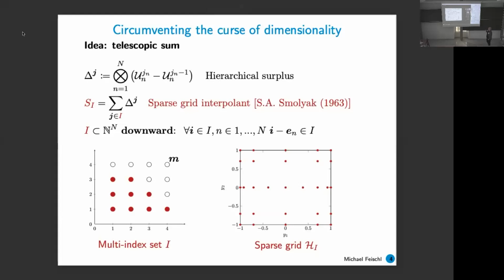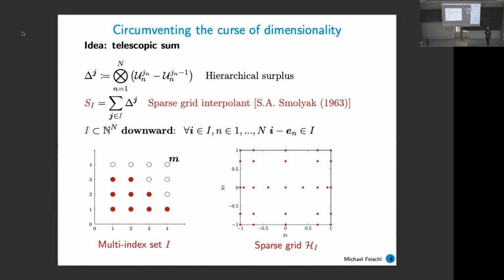Okay, so how does the approximation work? We consider the sparse grid interpolant as so most standard, with those hierarchical surpluses, which are just 1D differences of interpolation operators. Right, so here in the index you have the dimension, the number of the dimension, and in the upper index now is the polynomial degree, or at least the index of the polynomial degree. And then we tensorize those, we get the hierarchical surplus, and here we have the sparse grid interpolant.